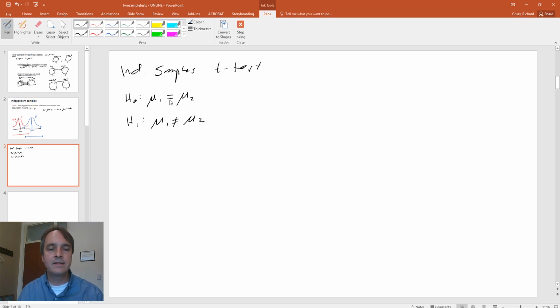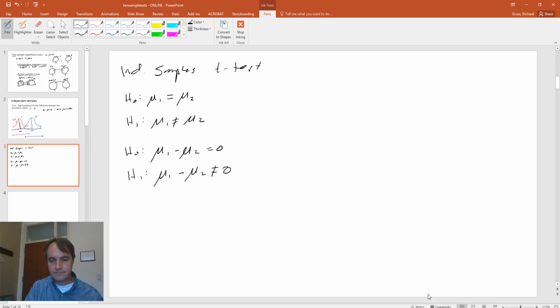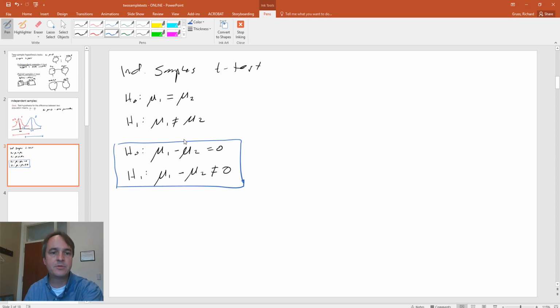Now, I can rewrite this slightly by doing a little bit of algebra and say that the hypothesis H naught, the null hypothesis, is also saying mu1 minus mu2 is equal to 0, right? So all I did was I subtracted mu2 from each side. And I'll do the same thing with the alternative, and that would be mu1 minus mu2 is not equal to 0. Okay, so this is one form that the hypotheses can take. So notice once again that because it's two populations, we're hypothesizing about the relationship between two population parameters.